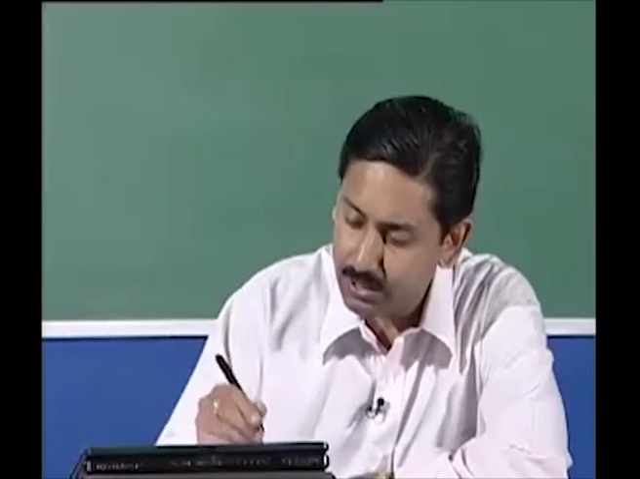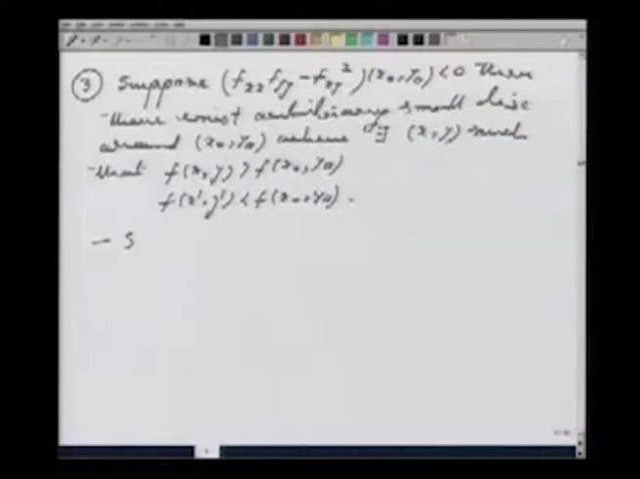That means when D is less than 0, one can actually show that there exists an arbitrarily small disk around those points such that in those disks there are points (x, y) and (x', y') such that f at (x, y) is bigger than f(x₀, y₀) and f(x', y') is less than f(x₀, y₀). That means this point (x₀, y₀) is neither a local maximum nor a local minimum. Okay, we will see examples of such kinds. Now this kind of points are called saddle points.